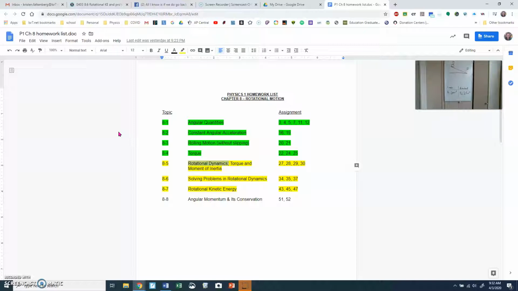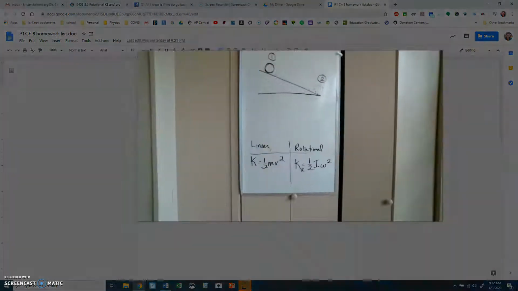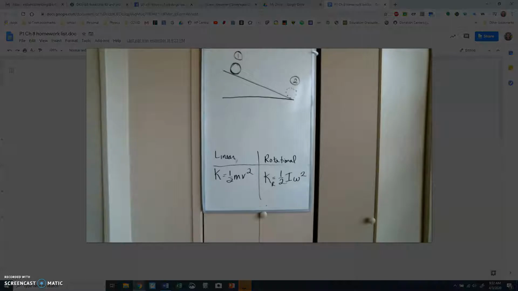I will go back. Next week, we're going to basically do these yellow parts, 8.5, 8.6, problem solving in rotational dynamics and rotational kinetic energy, okay? But I'm going to talk a little bit about kinetic energy right now, just so we can explain why objects of the same type, regardless of mass or their radius, roll down a hill at the same rate. So let me see if I can get that to pop up.